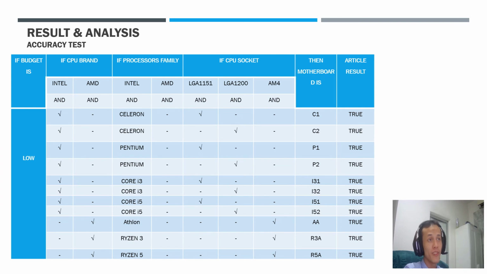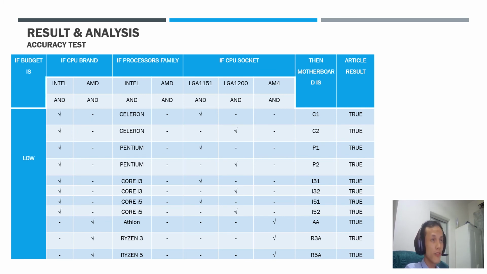Accuracy testing will be testing the Webcore rule base. The rule base Webcore uses is based on budget. So there will be 3 budgets, which are low end, mid range, and high end. There will be 2 major brands for CPU, Intel and AMD. For Intel CPU, there will be 2 selected sockets, LGA1151 and LGA1200. And for AMD, the selected socket is AM4.